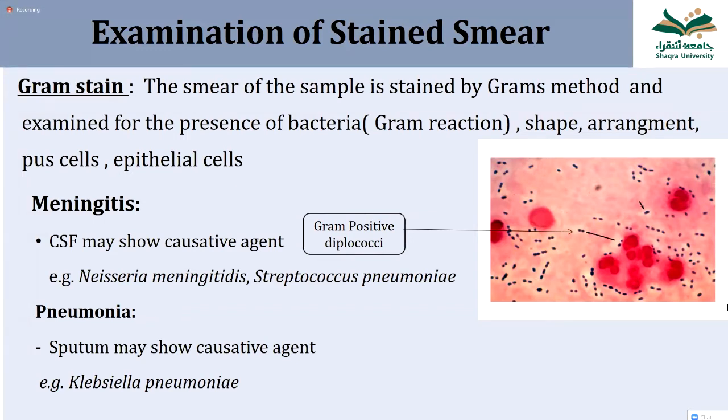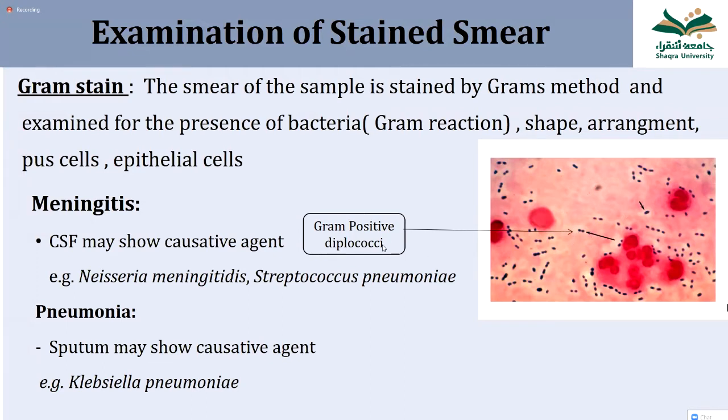You have to write whether it is gram positive or negative, gram positive here. Then you have to write whether this is cocci or bacilli. And you also have to mention its arrangement. So this is gram positive cocci in pair, or you can say gram positive diplococci. Diplo means it is in pair and it is cocci. So all three things you have to mention. So this is gram positive diplococci.